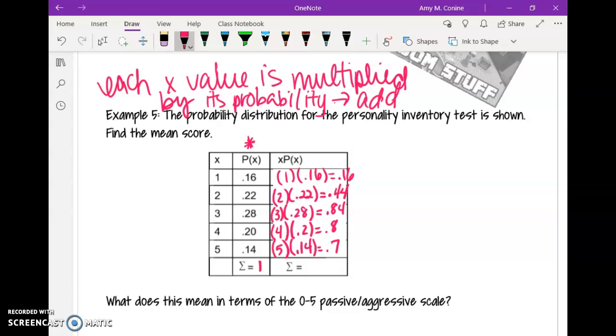And then we're going to take all these numbers that we found, all these decimals, after we did all of our multiplication, we're going to add them up. So go ahead and do that. Go and add those up. So 0.16, 0.44, 0.84, 0.8, and 0.7. We should get 2.94. We got 2.94.